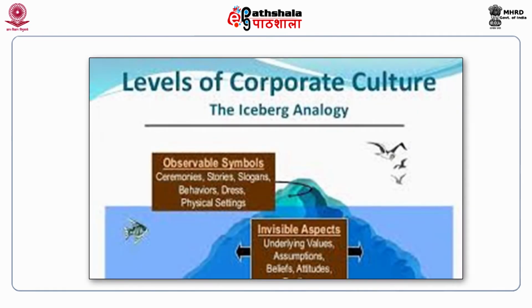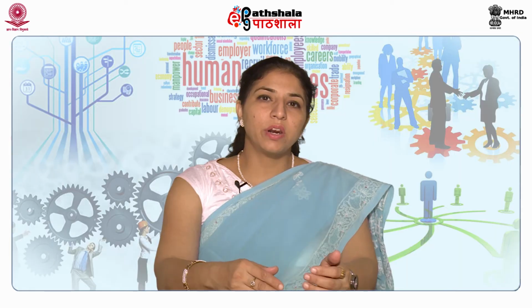It shows the observable symbols which are ceremonies, stories, slogan, behavior, dress, physical setting, and the invisible aspects like underlying values, assumptions, belief, attitude, learning. Organizational culture for different types of organization.